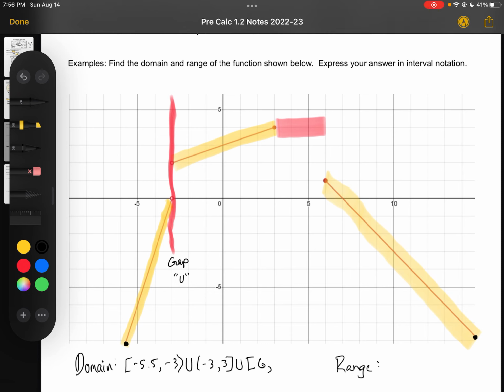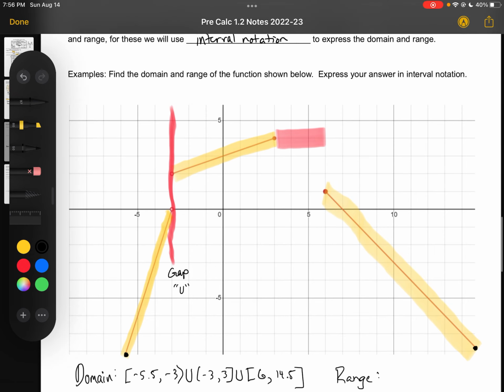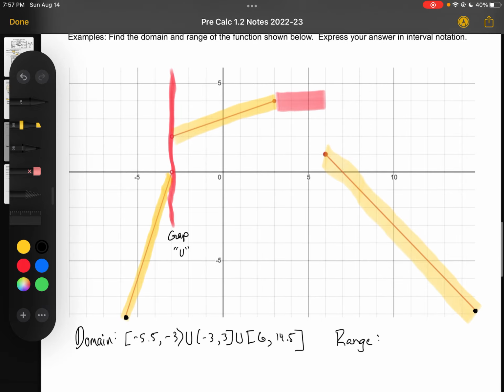And we'll finish 11, 12, 13. I think it's like 14 and a half. And that would be our domain. So left to right, we're tracing it. We see a couple of gaps, but basically everything that we wrote down there is our domain. And it seems like a lot, but it's basically just putting a couple of questions together at the same time.